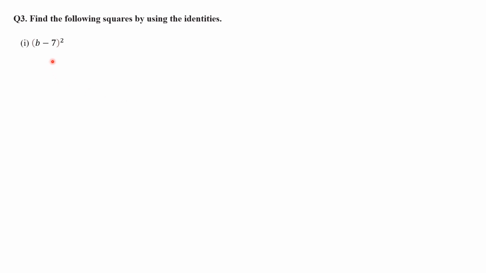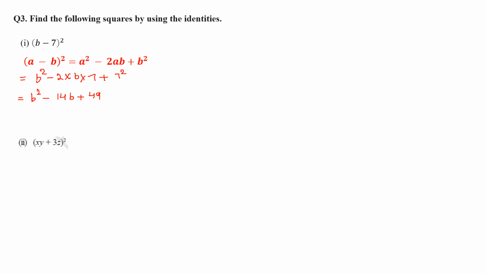So if you see here, the first question says b minus 7 whole square. So clearly we can see we have to use the identity a minus b whole square, isn't it? Here your a is b and b is 7. If I'm comparing this with my standard identity, your a corresponds to b and b corresponds to 7. Right? So now use the identity and find the product. So it will be a square, means b square, minus 2 into b into 7, plus 7 square. So b square minus 2 into 7 will give 14b, plus 7 square will give me 49. So this is the first question.